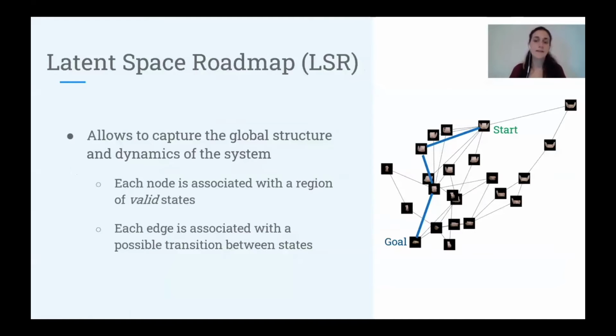So the basic idea is that each node of this graph is associated with a region of valid states of the system, while each edge is associated with a possible transition between states. So on the basis of this graph, we're able to plan in the latent space from the start to the goal, and then by decoding this latent plan, we can obtain the visual plan.